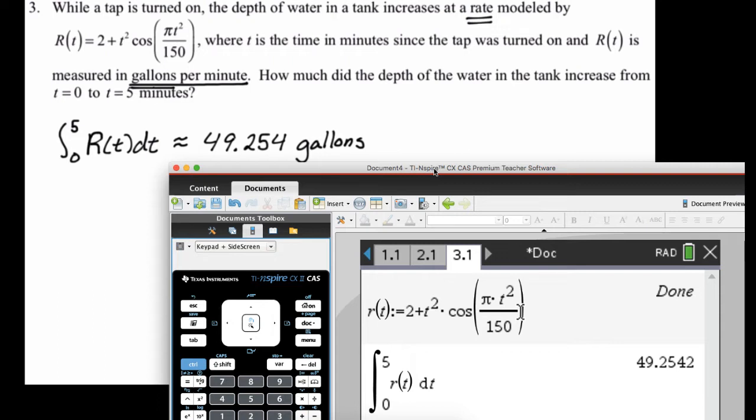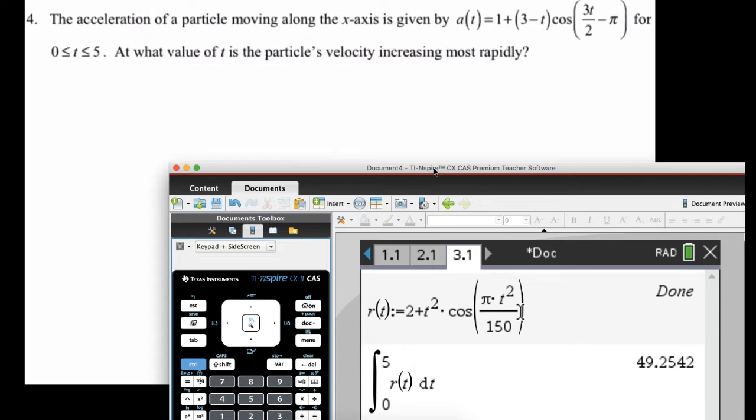Okay, here we go. The acceleration of a particle moving along the x-axis is given by a of t equals 1 plus the quantity 3 minus t, cosine of 3t over 2 minus pi, for 0 to 5. At what value of t is the particle's velocity increasing most rapidly?